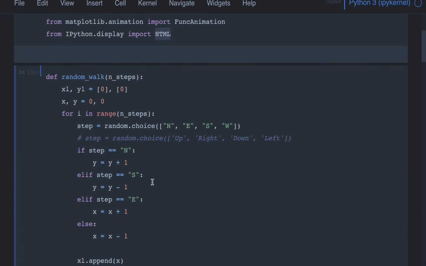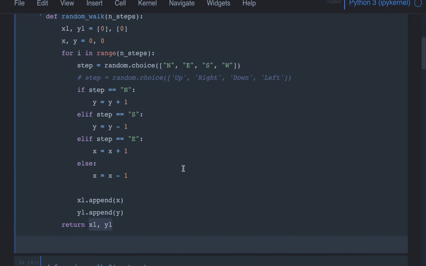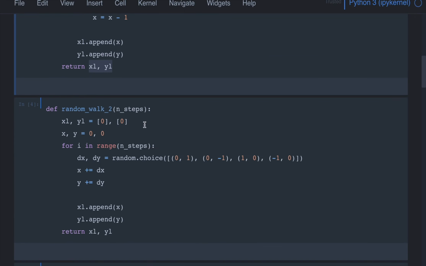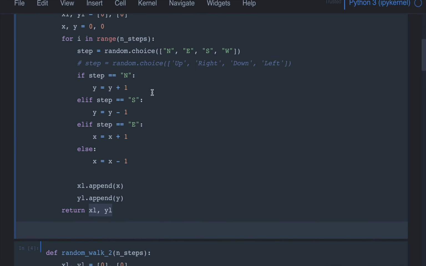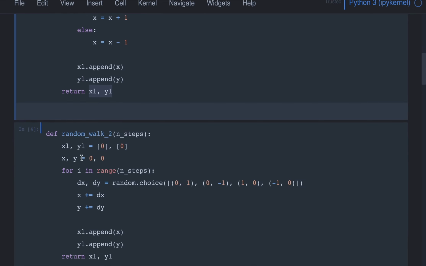Okay. Now, this is one way to simulate the process. And let's look at another way. Because this is so simple, there are many number of ways we can do it, right? So this part is same. Again, the person starting from x and y 0, 0.